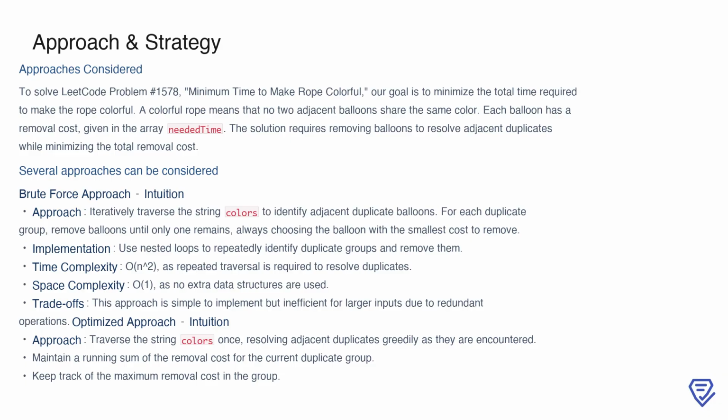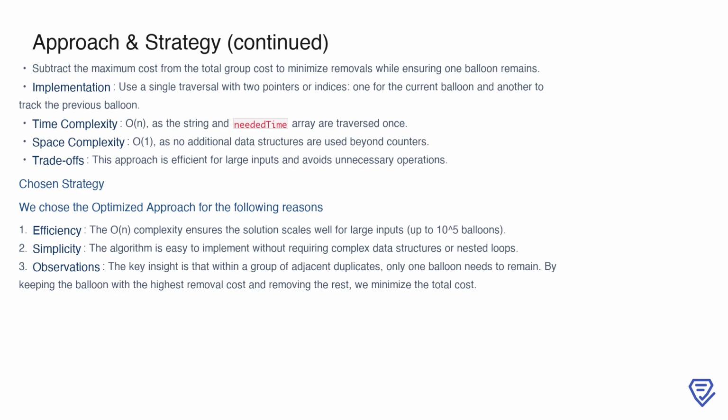On the other hand, we can consider a more optimized approach. Instead of repeated traversals, we resolve duplicates as we encounter them during a single traversal of the string. By maintaining a running sum of removal costs for each group of duplicates and keeping track of the maximum cost within the group, we can minimize the removal cost while preserving one balloon in each group. In the optimized approach, we subtract the maximum cost from the total group cost, ensuring that only the most expensive balloon in the group remains.